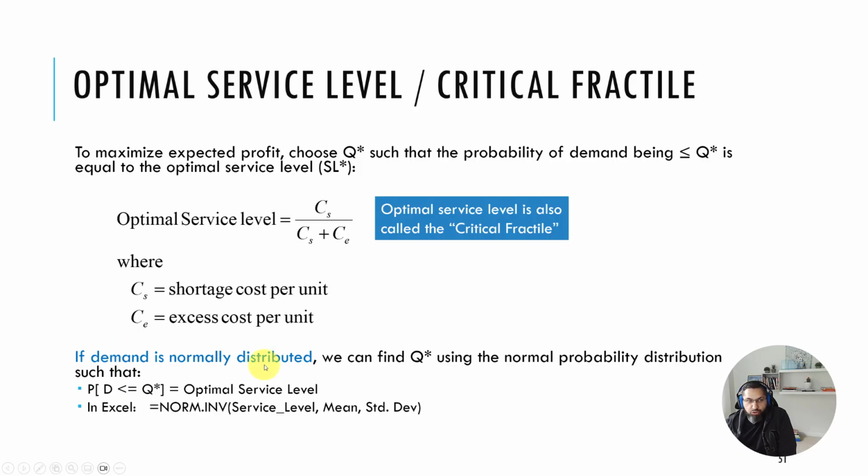If demand is normally distributed, we can find Q star using the normal probability distribution because we know the probability that demand D will be less than or equal to Q star equals the optimal service level, which we already found using this ratio. Then in Excel, we can do equals NORM.INV of the service level that we found using this ratio, comma, the average value for the demand and the standard deviation for the demand. This would give us the Q star, this Excel formula.